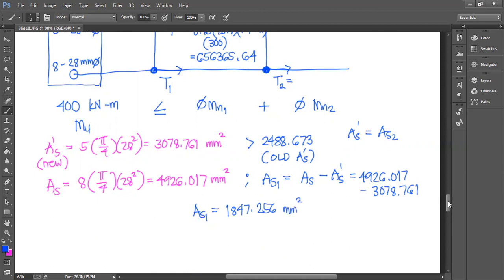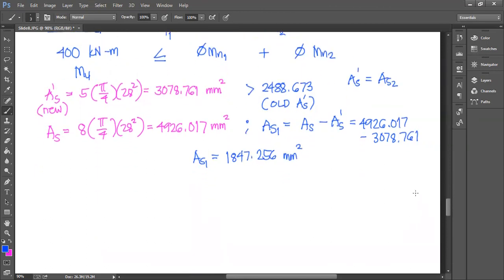square millimeters. Question, sir, kailangan ko pa po bang i-convert ng 28 mm itong bakal na to? Hindi na. Kasi kung mapapansin nyo, yung AS1 natin is just 3 28 mm diameter bars, di ba? Kasi 5 na 28 diameter, ay kumbaga meron tayong 8 na 28 diameters minus 5 na 28 mm diameter. So 3 28 mm diameters is approximately 1847.256.